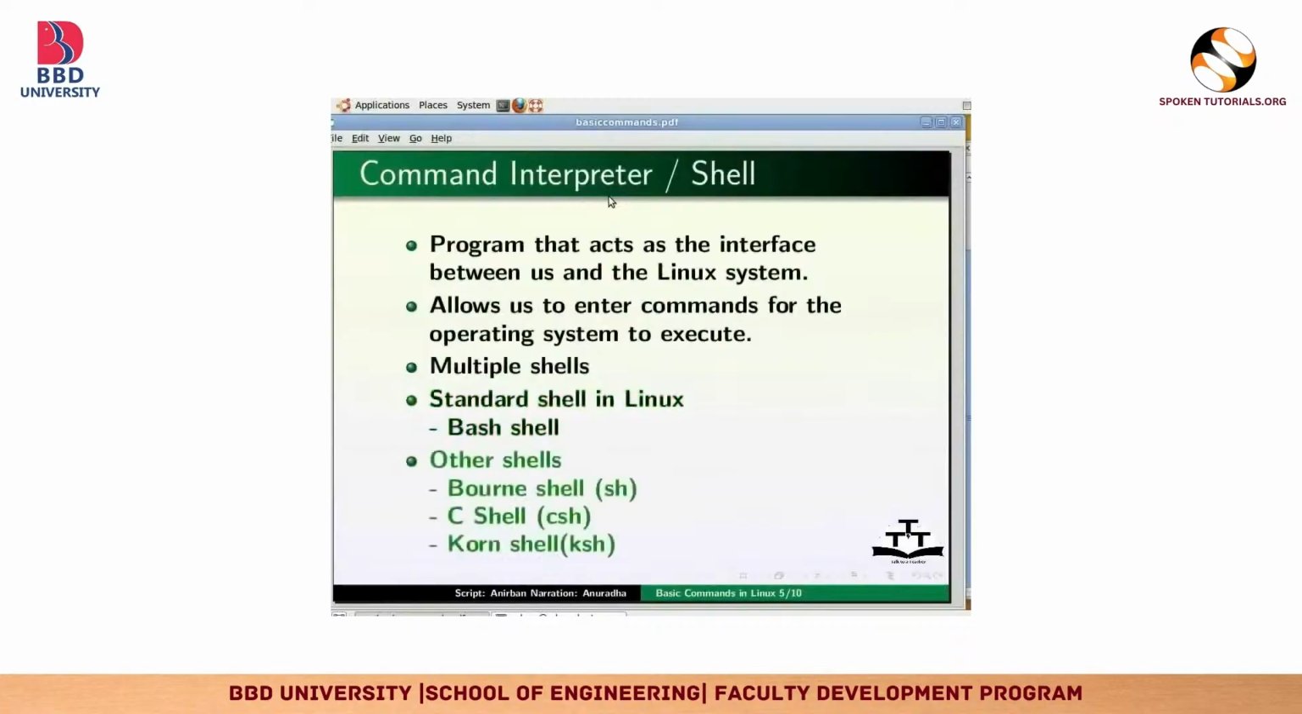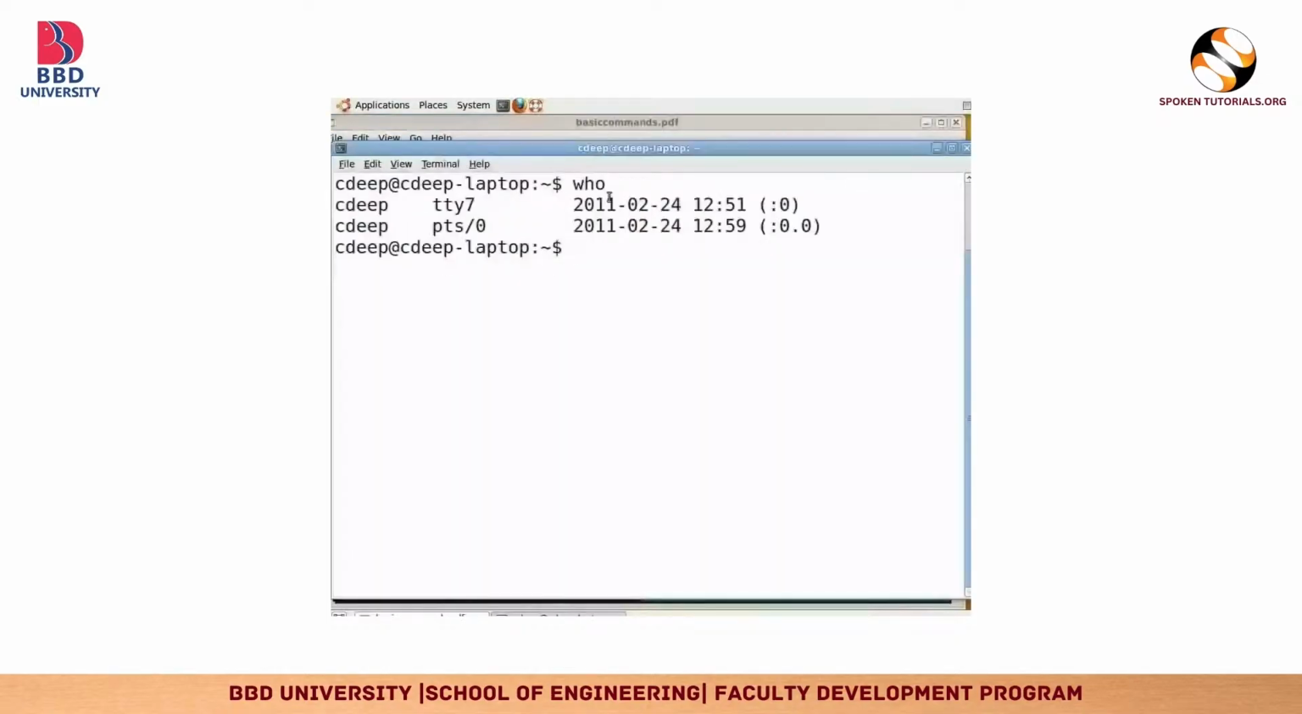Other shells include the Bourne shell, which is the original Unix shell, C shell and the Korn shell. To see which shell we are using, go to the terminal and type the command echo space $SHELL in capital and press enter. Normally the output is /bin/bash, which gives us the bash shell.